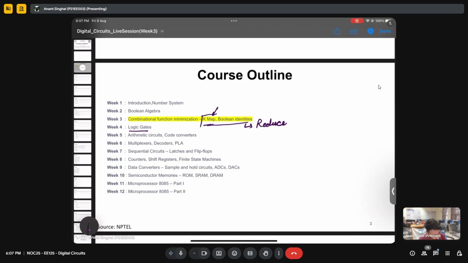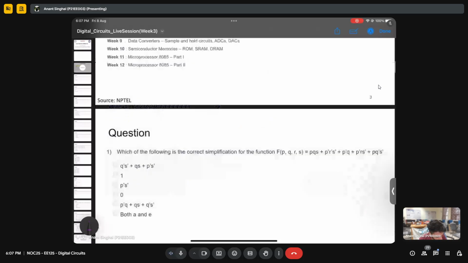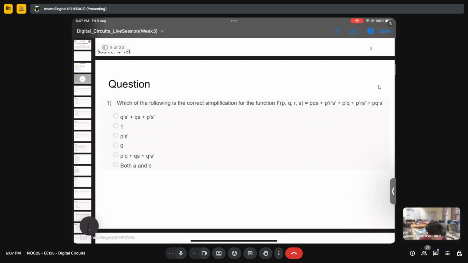So we'll be going mainly through the K-map technique for this lecture, and we'll be solving some problems related to week 3 assignments. I think this is enough, and now we can start. Okay, so the first problem is: which of the following.